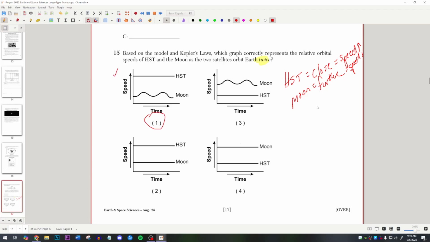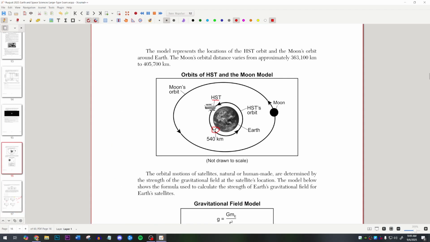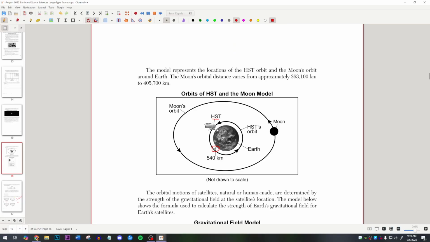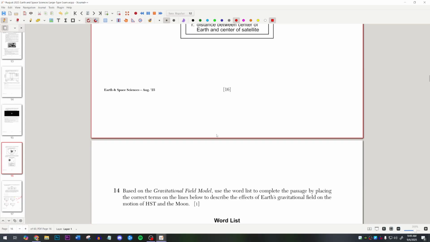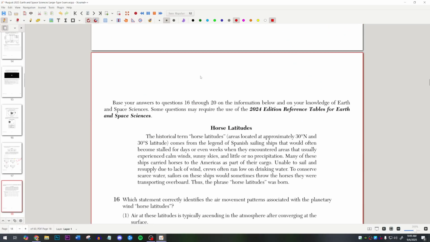I think this question's tricky, honestly. So I would say we'll go like a 6 out of 10 on this question. It's a little tricky, just because you had to go up and see that this was consistently 540 kilometers away, because really everything should orbit in ellipses. So to me, the first thing that I would say is it should both be wavy like that. But that's not the case in this question. So it's kind of tricky.